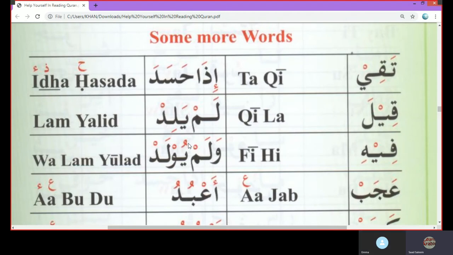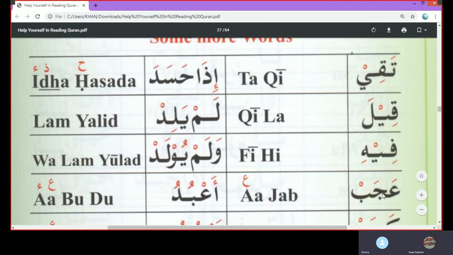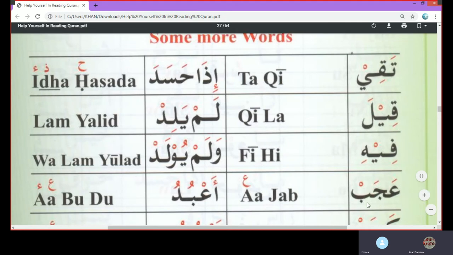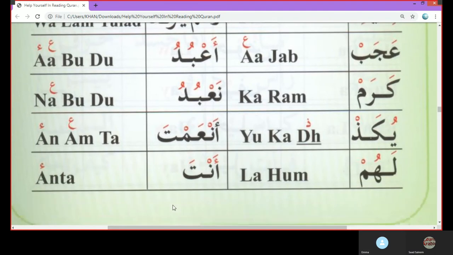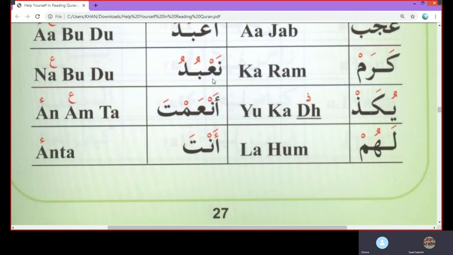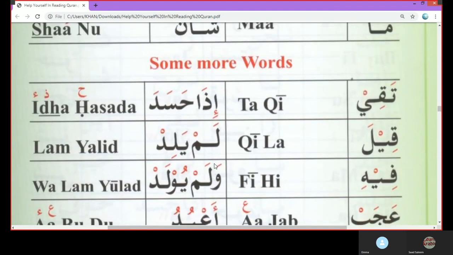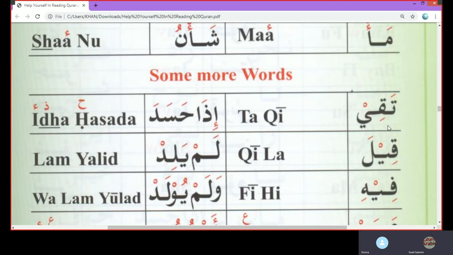All others are short vowels because dhamma plus vowel sukoon. Walam yulad. We have short words here. Ajib. A'bud. You can also say A'budu. Karam. Na'budu. Rukaz. An'amta. Lahum. Anta. Ta.